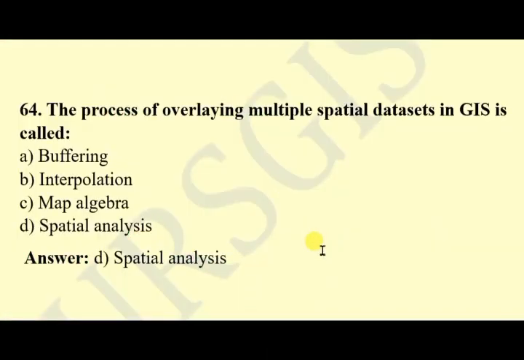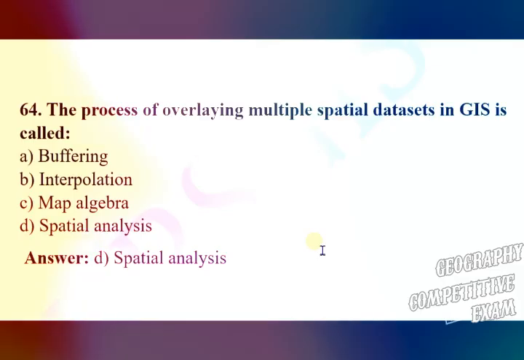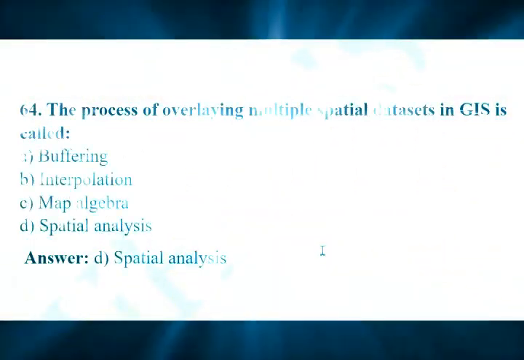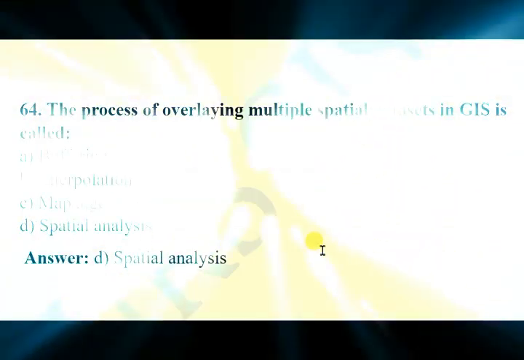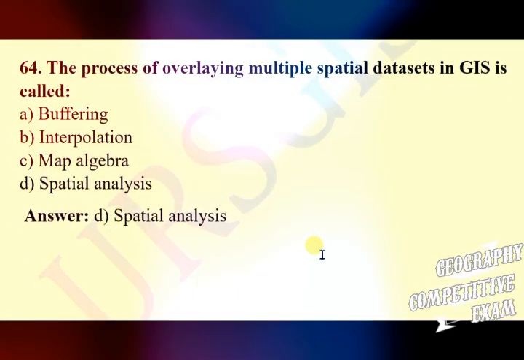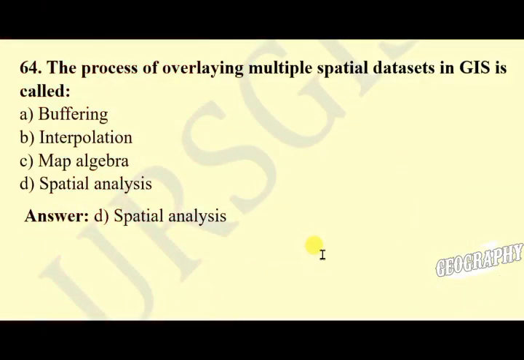Question number 64. The process of overlaying multiple spatial data sets in GIS is called: buffering, interpolation, map algebra, spatial analysis. So the right answer will be spatial analysis. It can be said that it is layer overlapping.